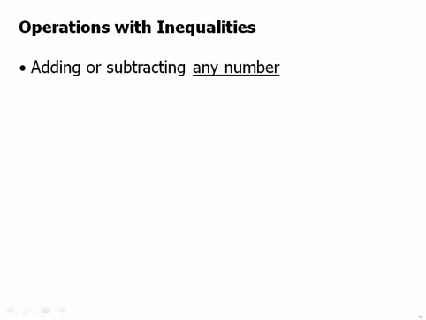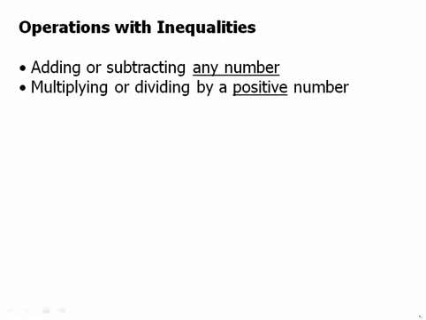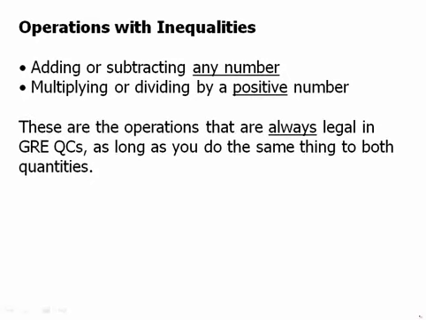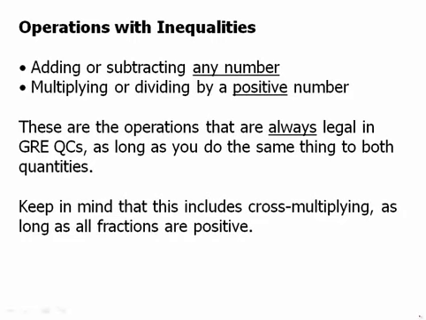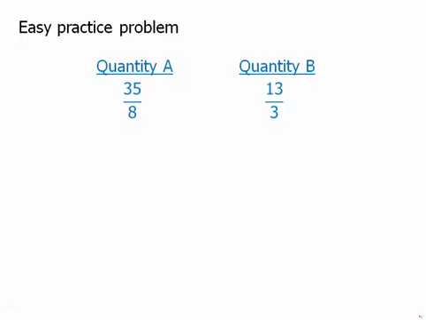So what we're allowed to do, we can add or subtract any number. We can multiply or divide by a positive number. Those are the operations that are always legal 100% of the time in QC questions, as long as you do the same thing to both quantities. Keep in mind that this includes cross-multiplying as long as all the fractions are positive. Cross-multiplying is a 100% legitimate move if you're comparing 2 fractions in a quantitative comparison.